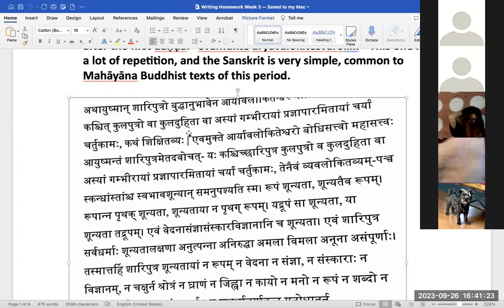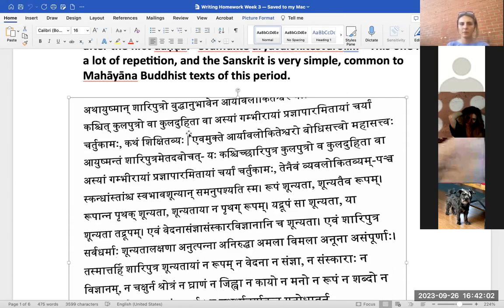Evam ukte arya avalokiteshvaro bodhisattvo mahasattvaha ayushmantam shariputram etad avochat. Now, how do I know to pause in those places? Because I can read the words. So I see the words there. You'll get to that point too with text.